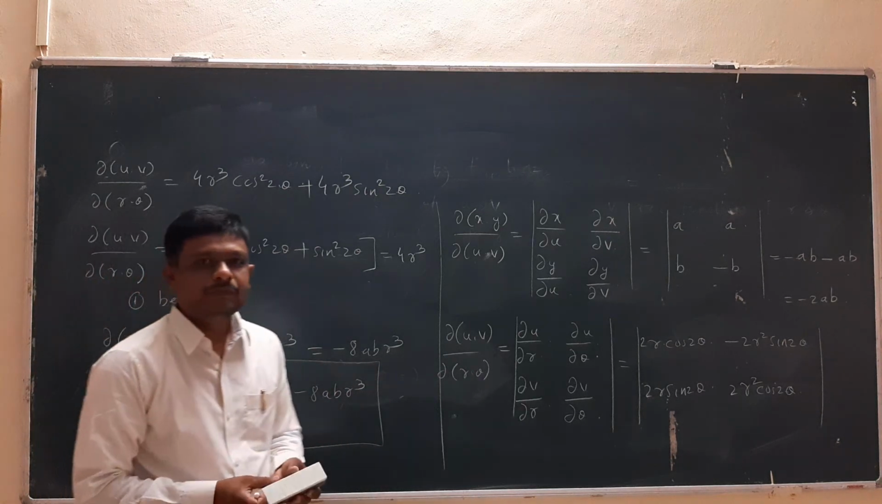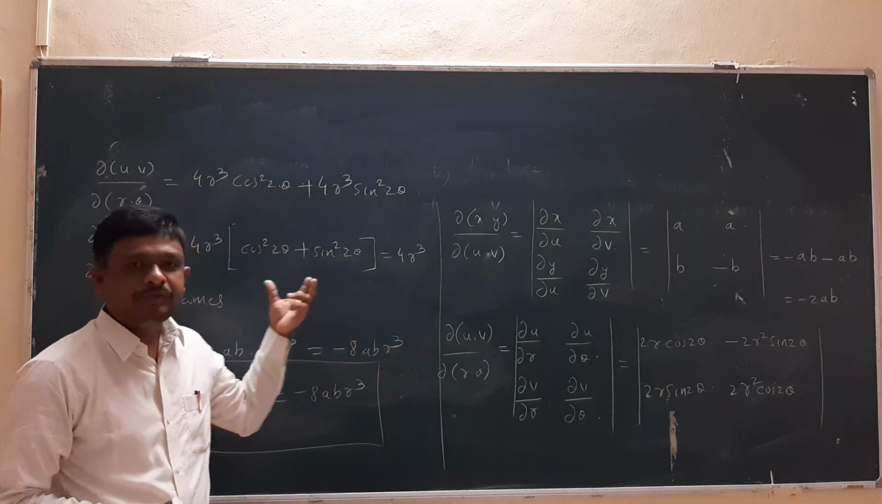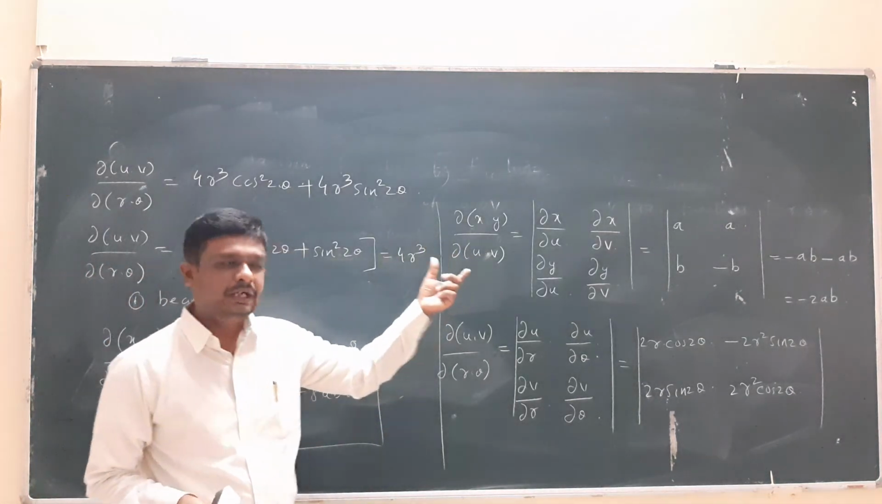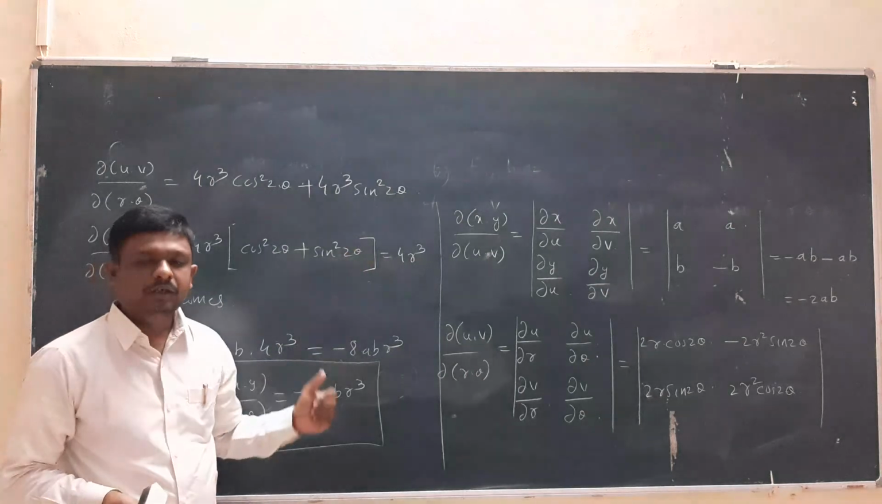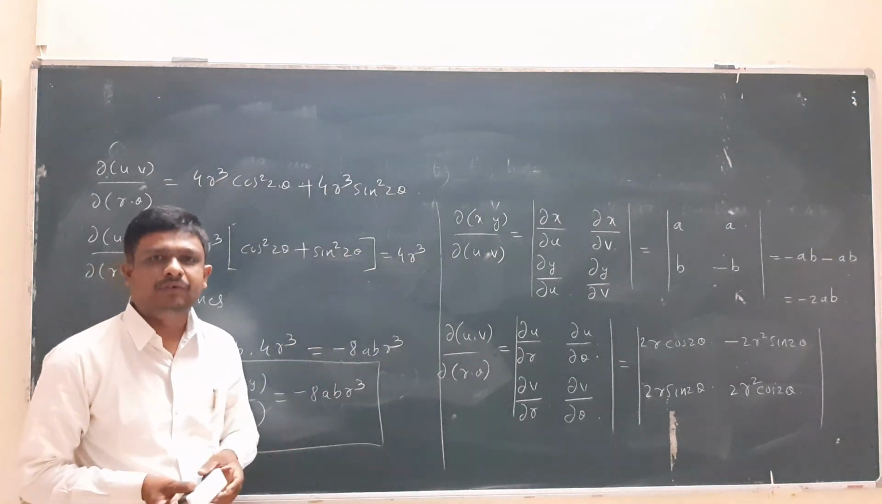So in this video we have seen the definition of the Jacobian of a composite function, and we have solved one example on the Jacobian of a composite function. Thank you.